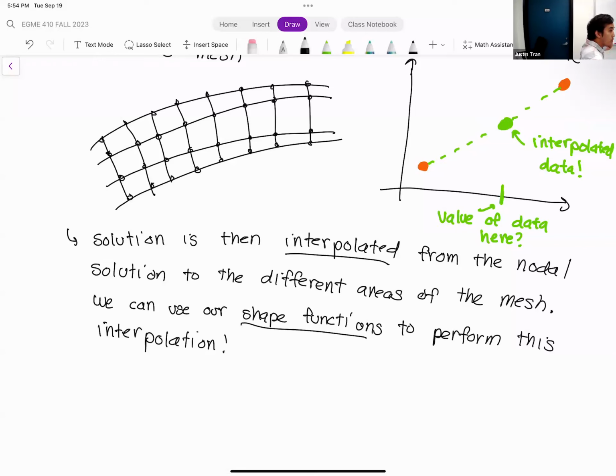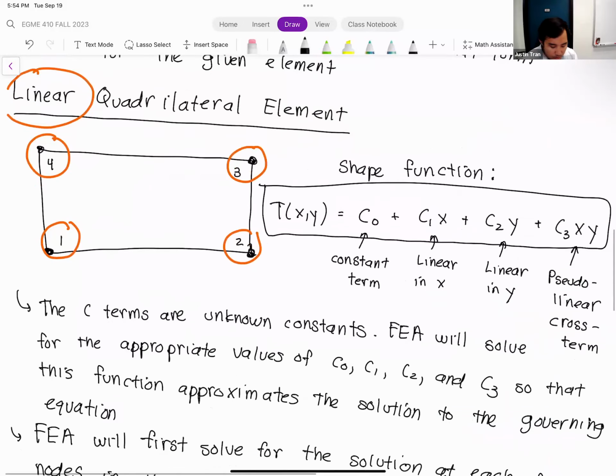Any questions on that? Okay. And so in order for this to work, we have to have something called consistency of the solution from one element to the next, okay? Because if we look at the diagram that I have up here, this shape function is only going to be valid on this element.